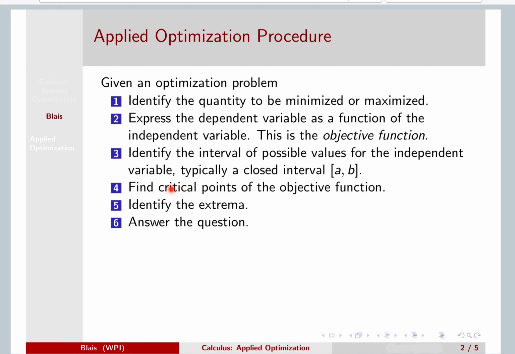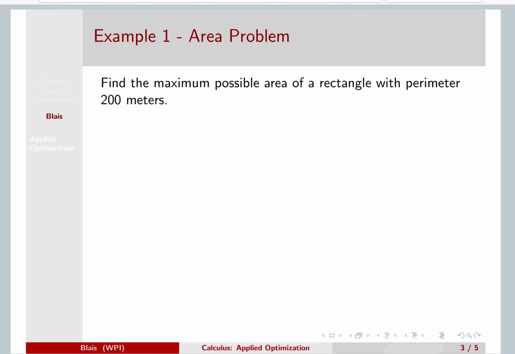Once we have that, find the critical points of the objective function. Identify the extreme values of the objective function. If you're working on a closed interval, you check the endpoints. And then answer the question. So this is really an applied version of the differential calculus approaches that we've already learned about in this course. So let's look at a couple examples.